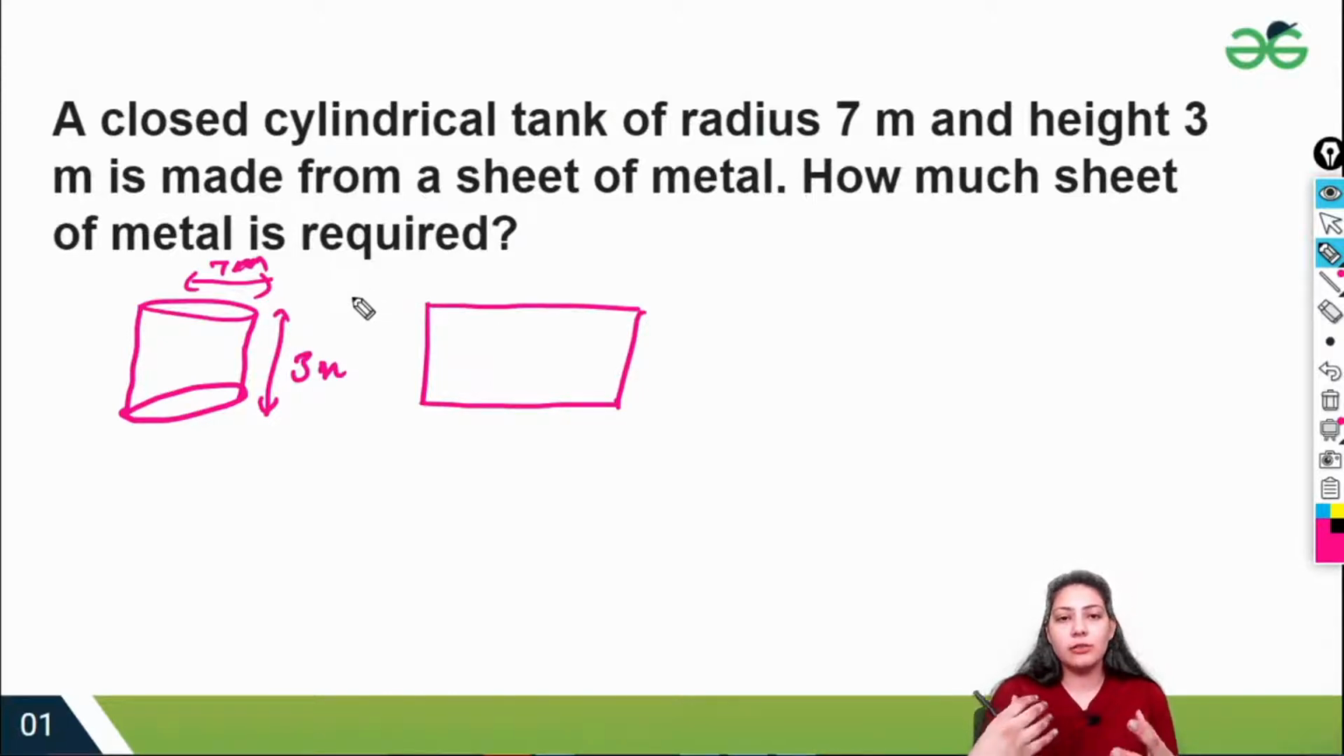here it is asked that the closed cylindrical tank, radius is given, height is given, and it is made by a sheet. Again here it is made by a sheet, that is, we have to calculate how much sheet is required, that is how much metal is required. So what we have to actually calculate is the total surface area of our cylinder. So let us check out the formula of cylinder total surface area.